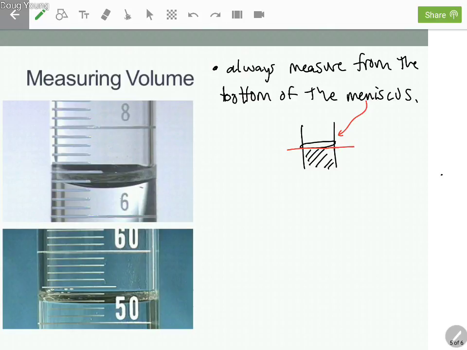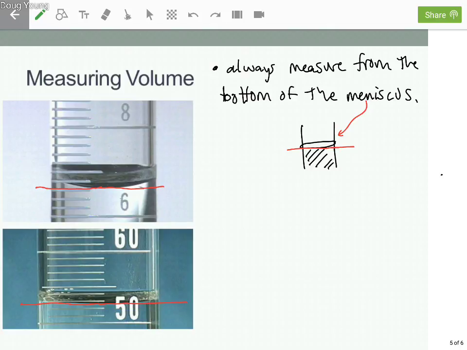And so if I look over at the top liquid here in this graduated cylinder, that's the bottom of that meniscus, and here's the bottom of that meniscus. That's how these pieces of glassware are calibrated. They're calibrated so that you measure from the bottom of the meniscus.